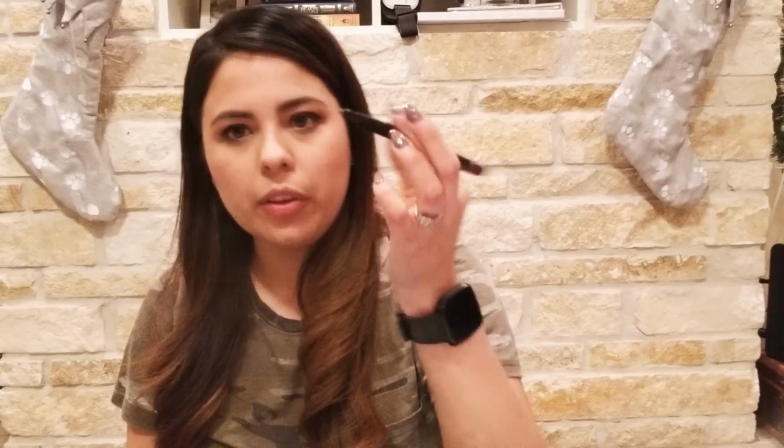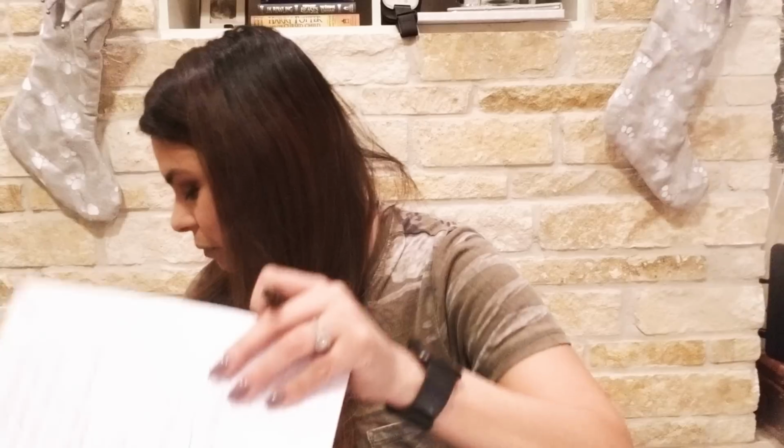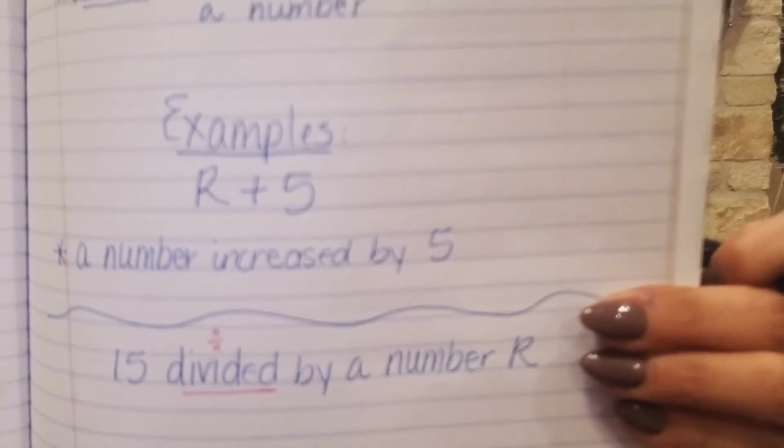15 divided by a number R. So obviously we know what our operation is here. It's telling us clearly we're going to be dividing, right? So with another color pencil, I'm going to underline that word divided, and on top of it I'm going to do a division symbol because it's telling me that I will be dividing something. Okay, so that's what I've done so far.